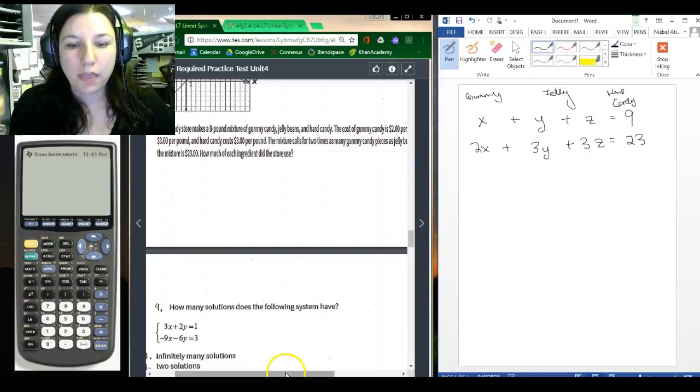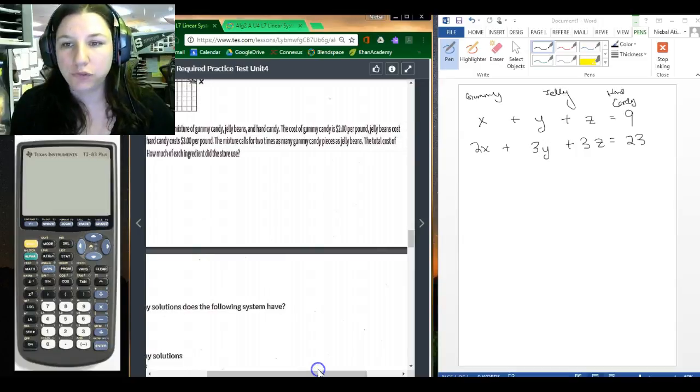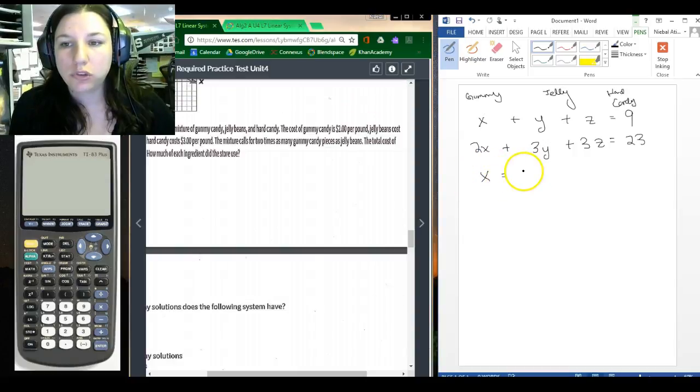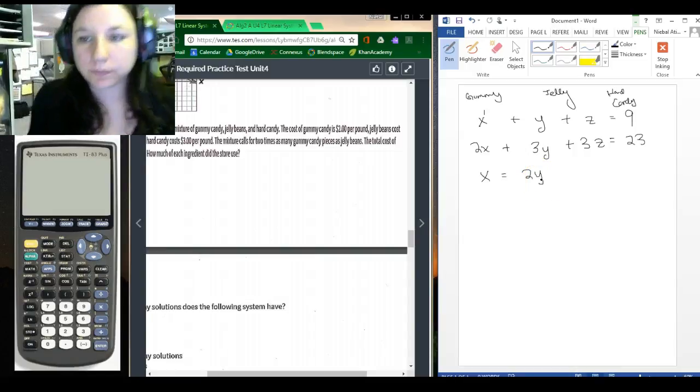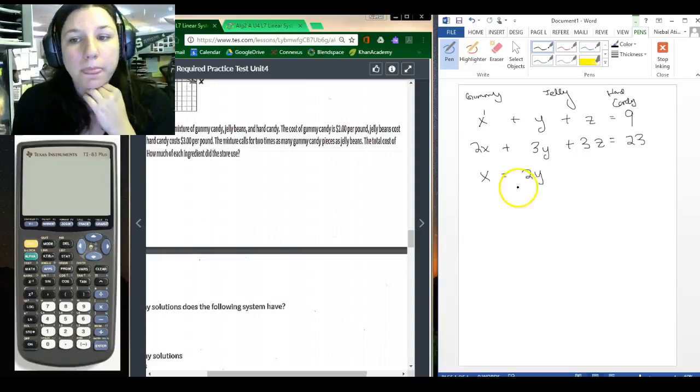Okay. Then I've got the mixture calls for 2 times as many gummy candy as jelly beans. So the gummy candy is equal to 2 times the jelly candy. Okay, so now I have my system of equations. So I need to go about solving these. Now this is set up nicely for substitution.